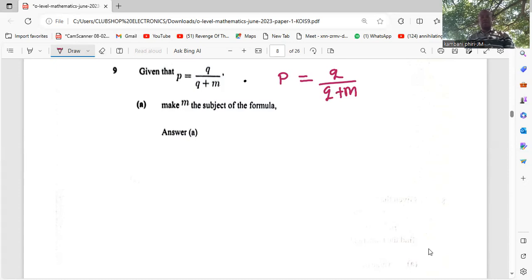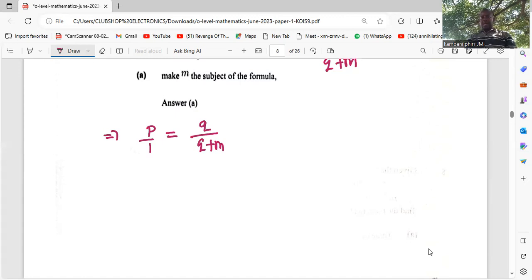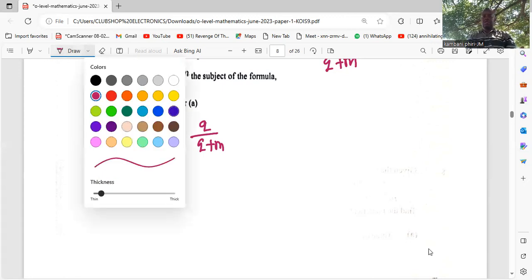In this case, P is the subject of the formula, all right? So we want to make M the subject, meaning that we are going to say P divided by 1 is equal to Q divided by Q plus M. We've introduced a 1 because we have a fraction on the right-hand side. So we need to have a fraction on the left-hand side that is easier for us. All right. You can still use other methods, okay? But this is, I think, more user-friendly and convenient.